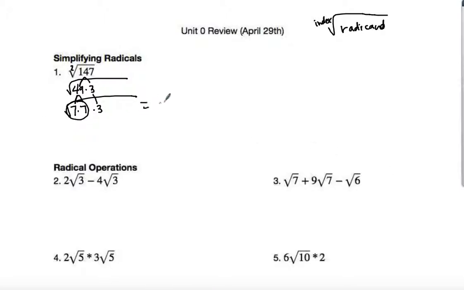And from that circle, we're going to take out one of the 7s to let it represent that group, get rid of the other one, and we're going to leave that 3 underneath the radical in the radicand because it doesn't have anything to go with it. So if we're simplifying the square root of 147, it will simplify to 7 square roots of 3.